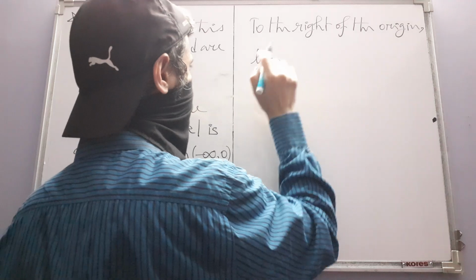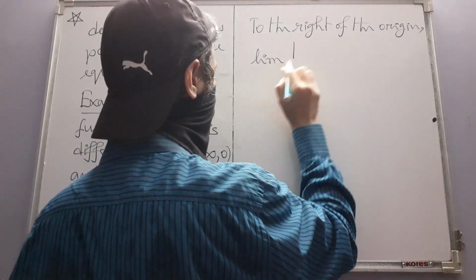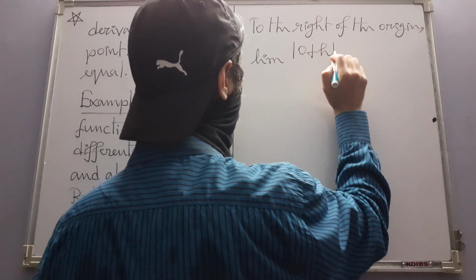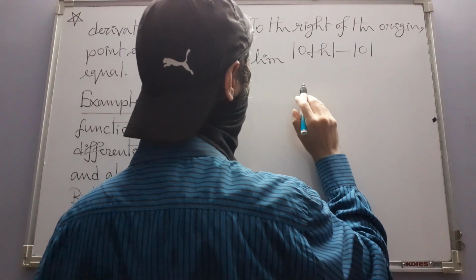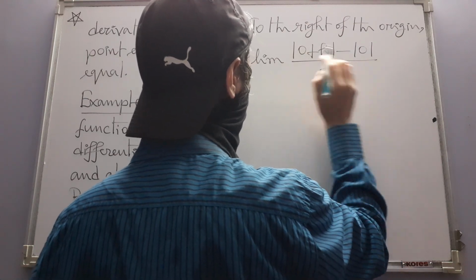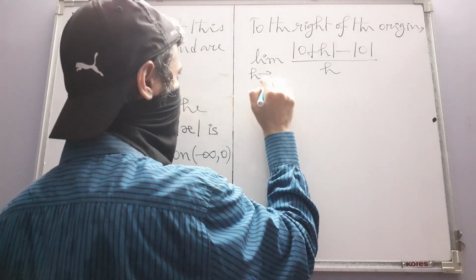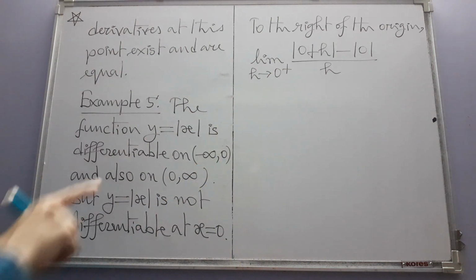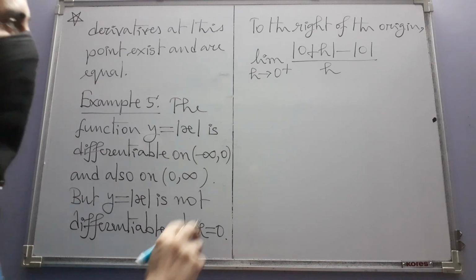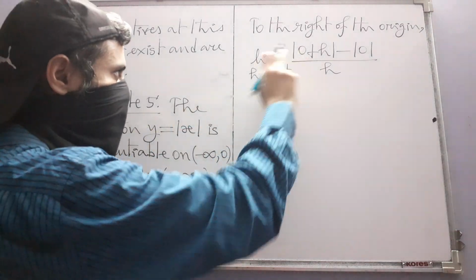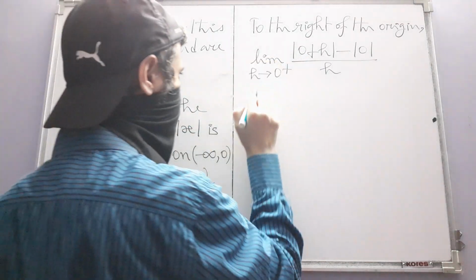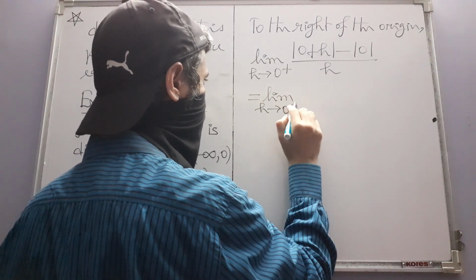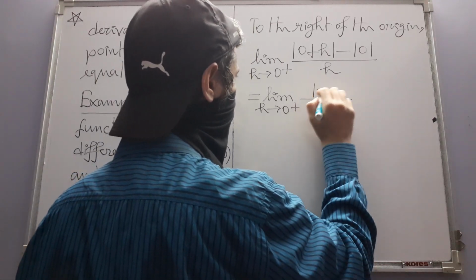Oh, why am I putting x here? Let me first write the difference quotient here. 0 plus h minus the function value at 0 divided by h as h approaches 0 from the right side. So what is this? This is the right hand derivative of our function at the point 0. Now if we calculate this, we are going to get this.